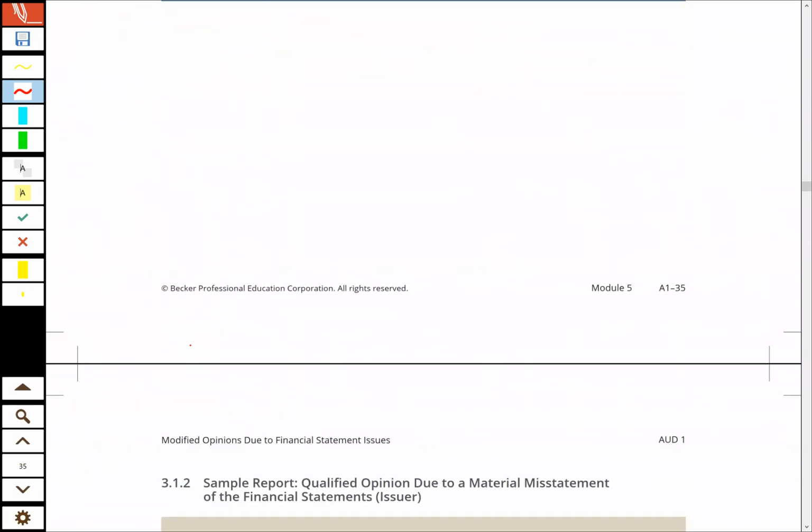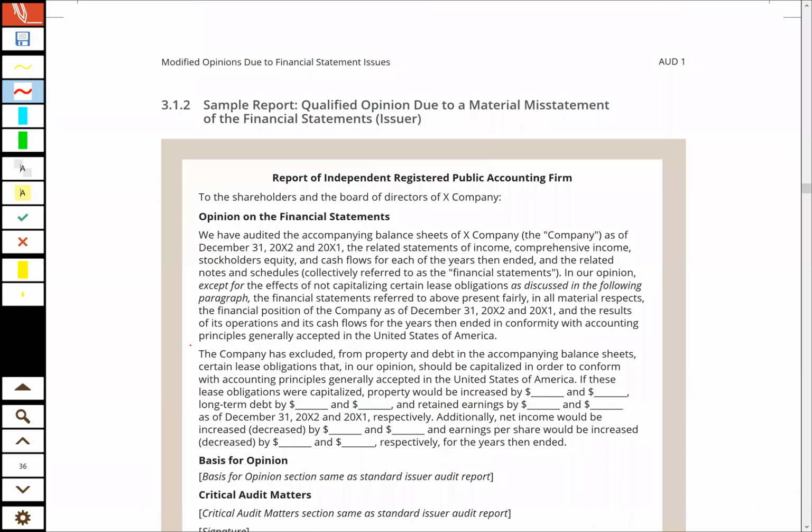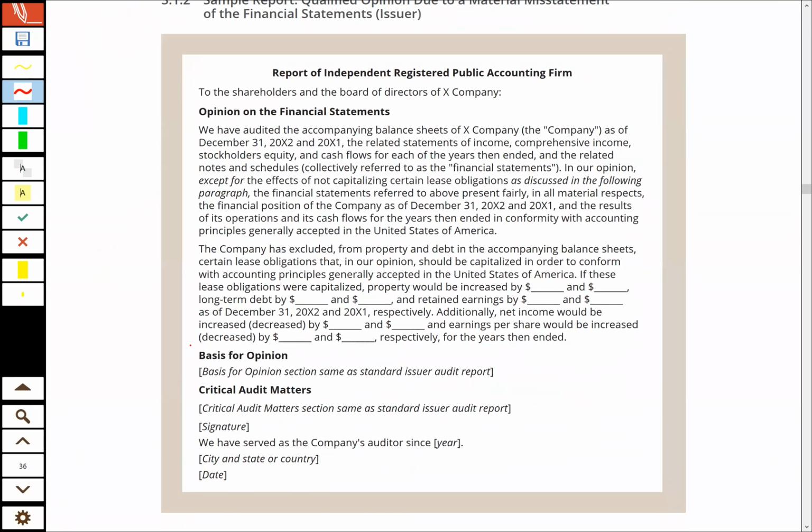For public and non-public, okay? And that's, to me, the most annoying thing, that they can't get on the same page. But you can see here, there's the opinion. This is what they call the additional paragraph. This is saying why, essentially, I've given the qualification here. That's that additional paragraph. And then, of course, the basis for the opinion is the same, and the critical matters is the same. And notice in the opinion, we say except for. The rest is the same as we saw for the unqualified.